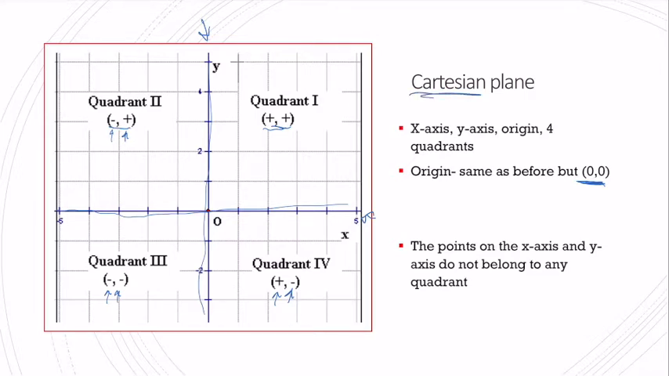This is called the Cartesian plane. It's also called the coordinate system, the xy plane, the rectangular coordinate system. It goes by many different names.